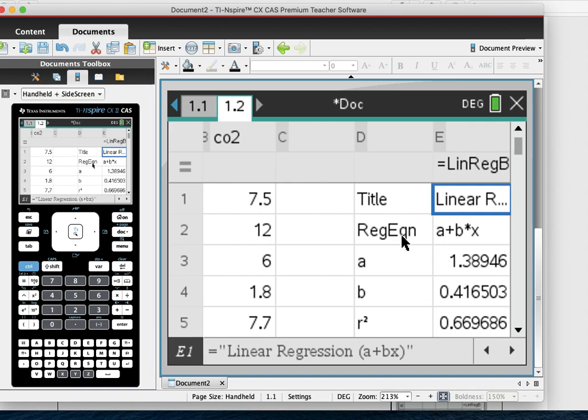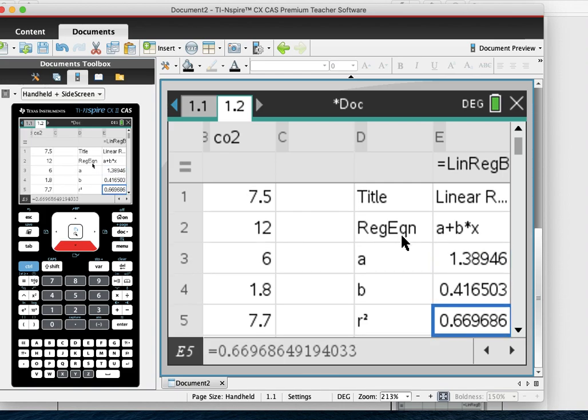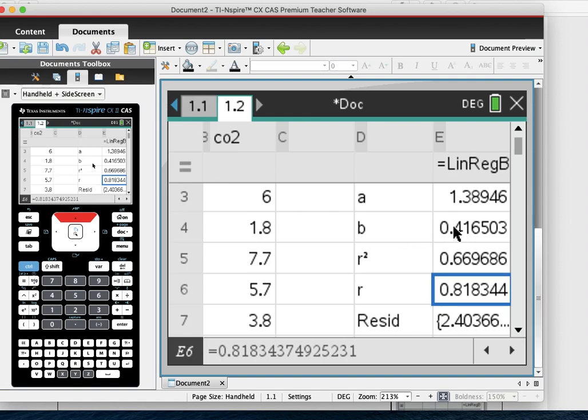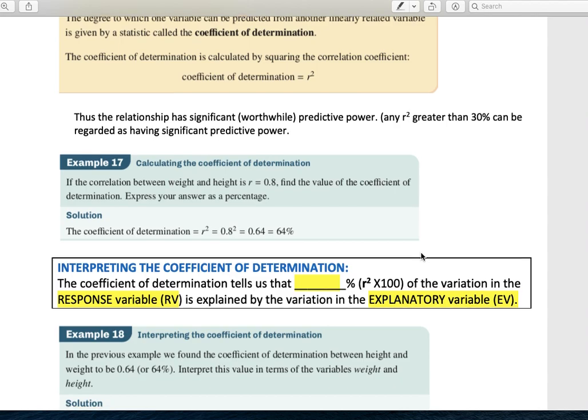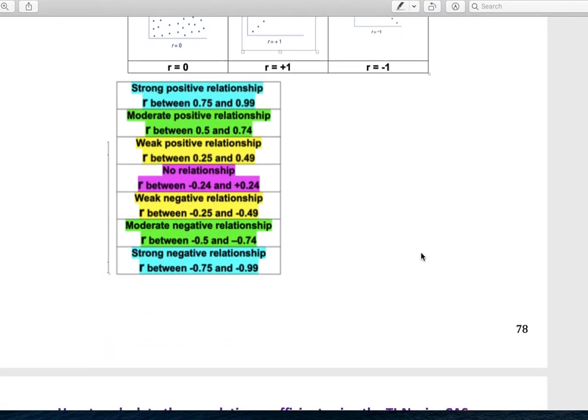Then you'll get all this data. You'll see an A value, which we'll talk about later, a B value, that's the gradient. We use a different letter in general maths. You'll see R squared. We don't want R squared at the moment. We want R. So we see an R of 0.81. So what would 0.81 be in our table? We go back and we can see it is a strong. So that's how we do that.